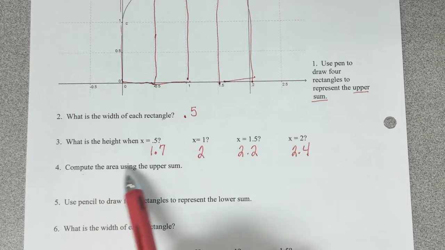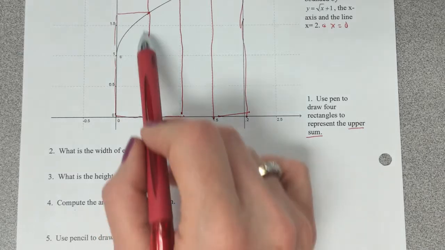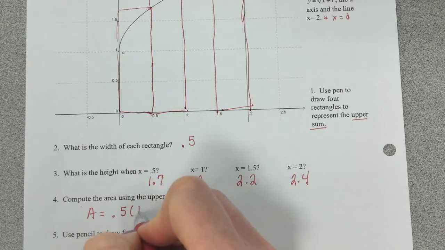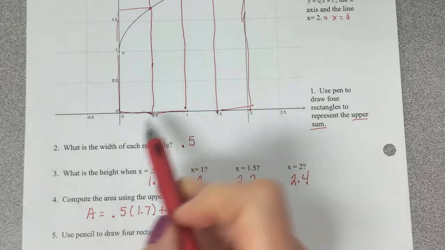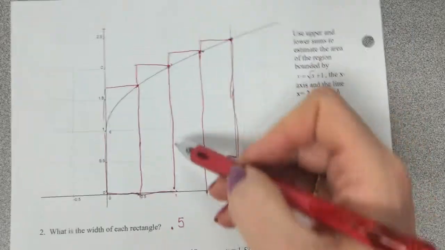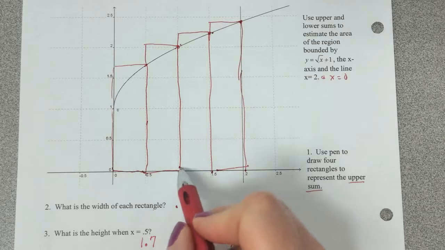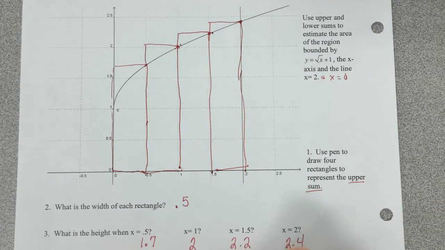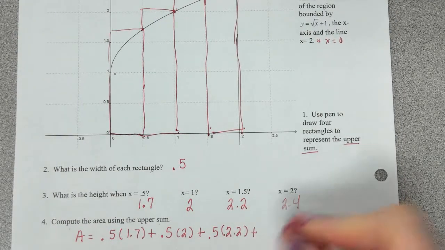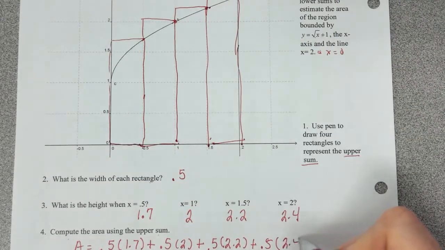So now it says to compute the area using the upper sum. Well, if I know this width here is 0.5, to find the area of this rectangle, the area is going to be 0.5 times 1.7 plus my next area. Well, this is another width of 0.5 times the height. The height is 2 plus my next one. I have a width of 0.5 and we have a height again of 2.2. We just found that plus 0.5. And then I have a height of 2.4.